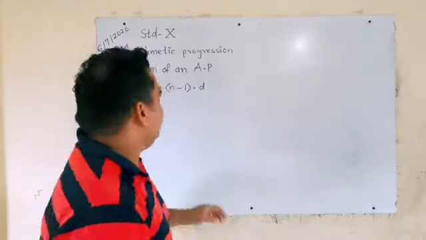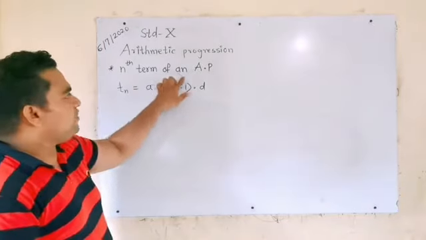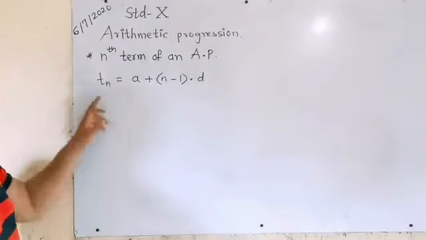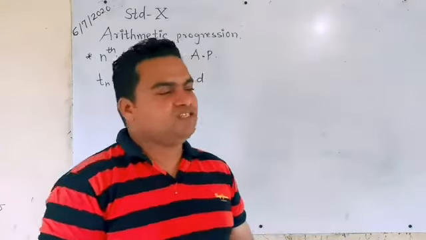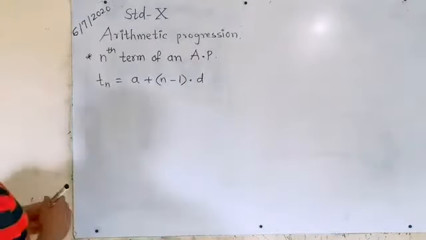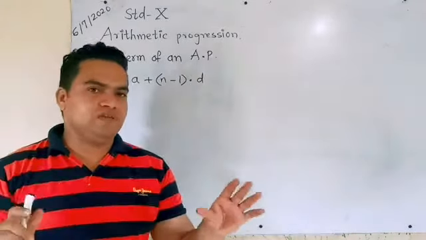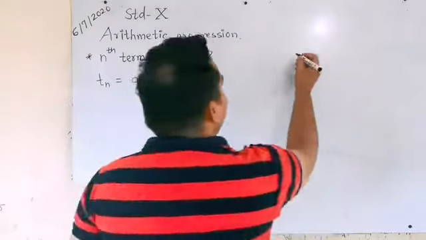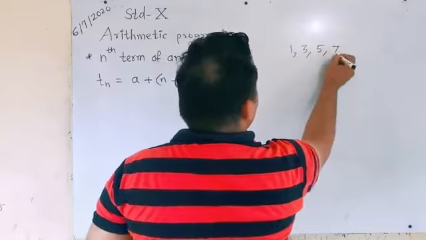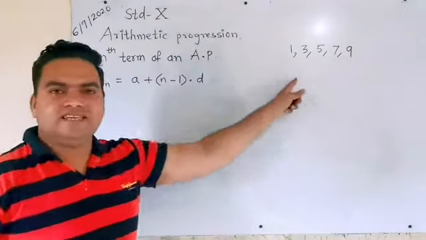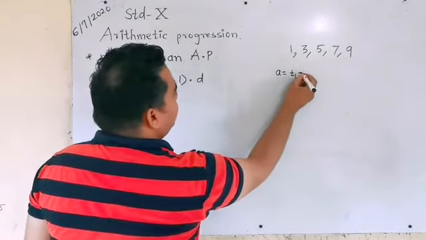Look at the board please. Today we will learn arithmetic progression, nth term of an arithmetic progression. So first of all, what is nth term? Please pay attention. Suppose one sequence will be given to you. Example, here 1, 3, 5, 7 and 9. This is a sequence. So what is your first term? Here A is equals to T1, that is 1.